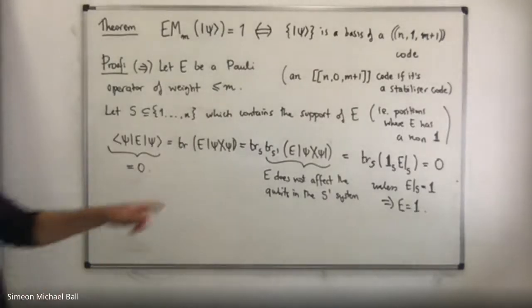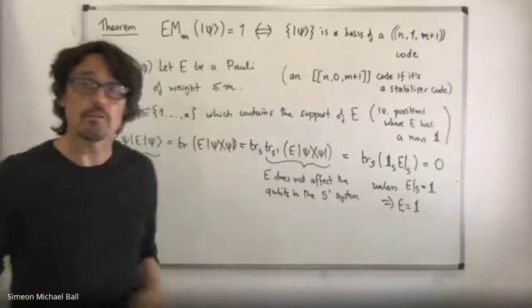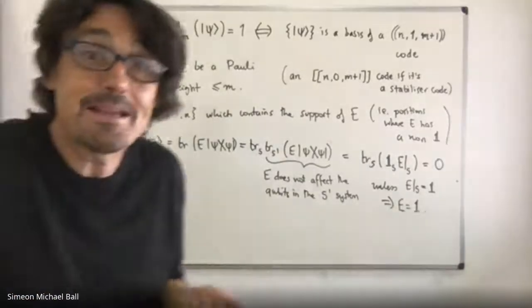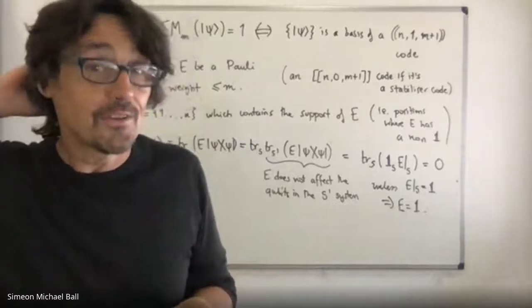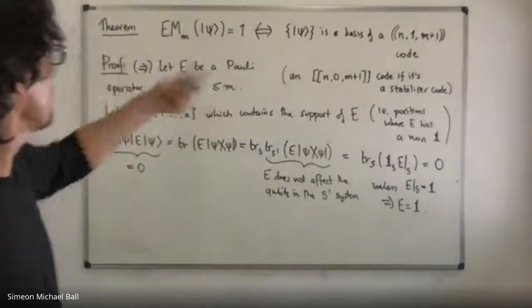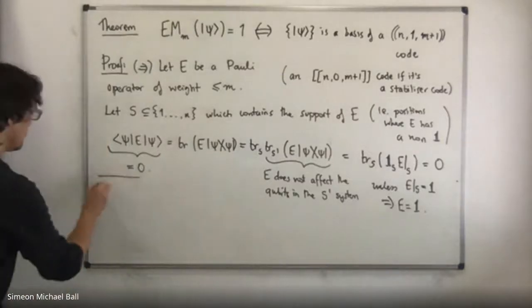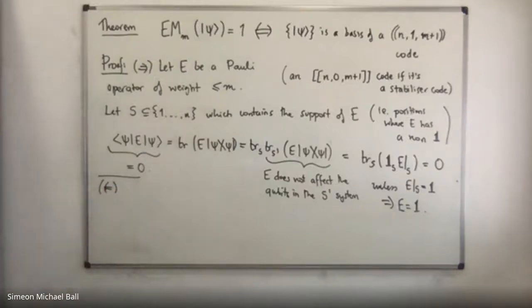And therefore, from the previous blackboard, this psi must be the basis of a quantum error correcting code, which is amazing because we know how to do this. So let's go back the other way. Yeah, this is slightly more tricky.